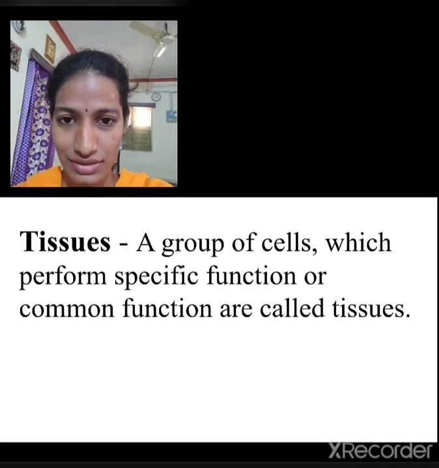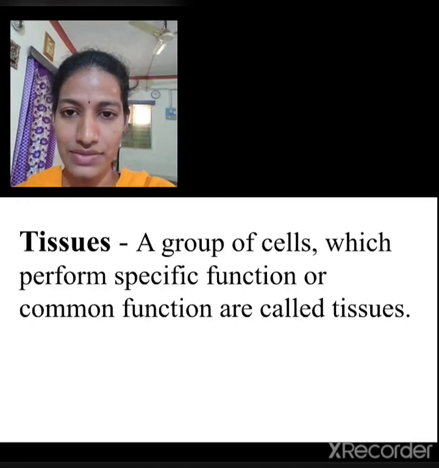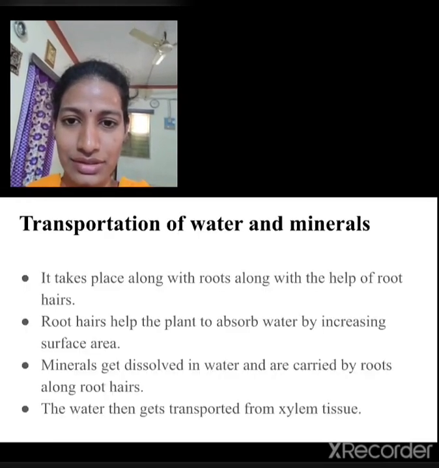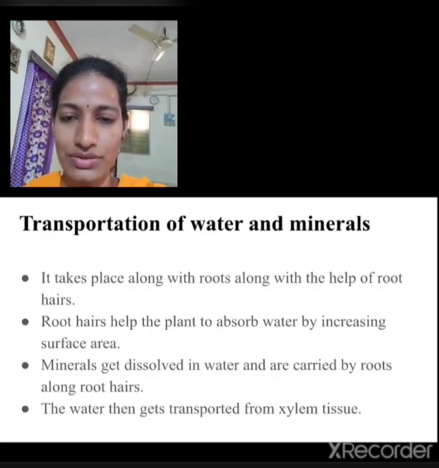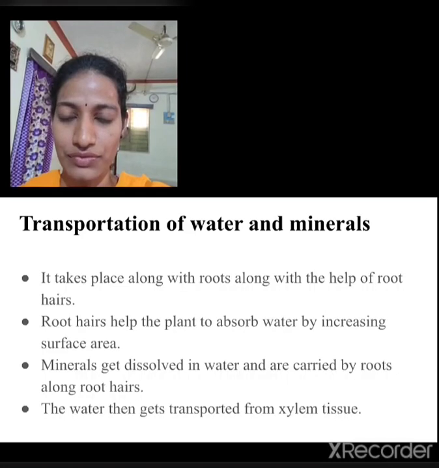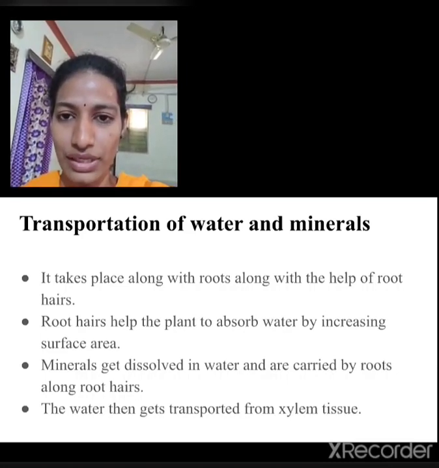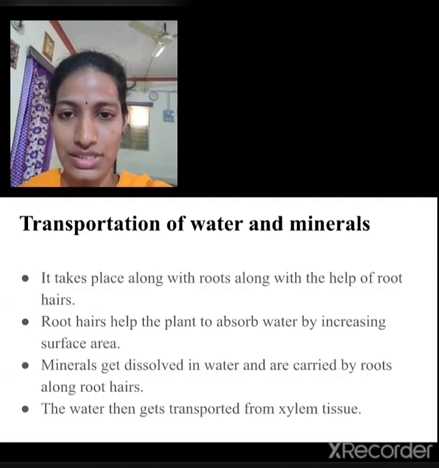So how do these tissues carry the water and minerals as well as the food substances which have been prepared by the plant body? Let us discuss then. The transportation of water and minerals usually takes place with the help of the roots, and the roots also have small hair-like structures which help in the absorption of water and minerals easily. These hair-like structures are commonly called root hairs.